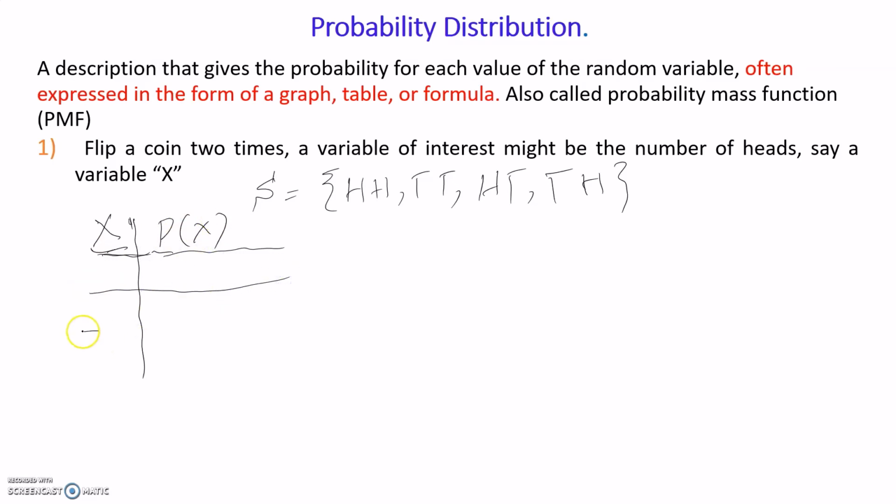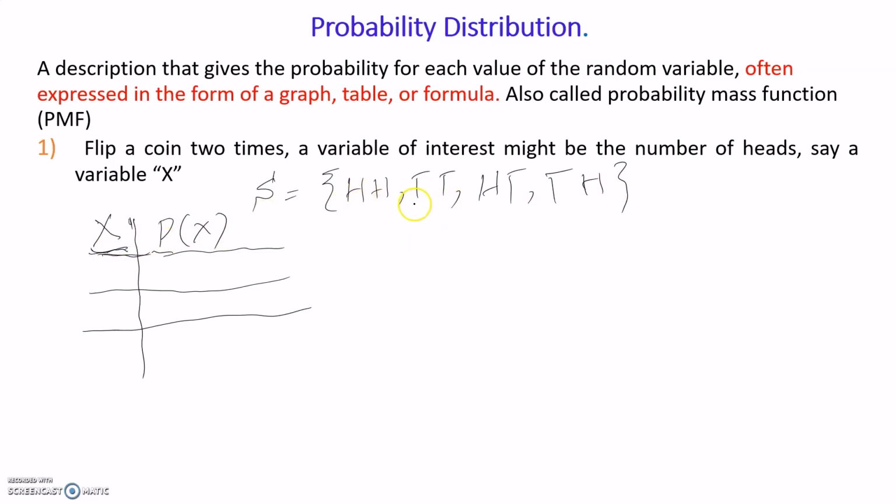Look at this table. Now, what are the possible values? The number of heads. How many? What are the possible values? The number of heads. What are the possible values my variable x can take? That's what I'm trying to tell you.